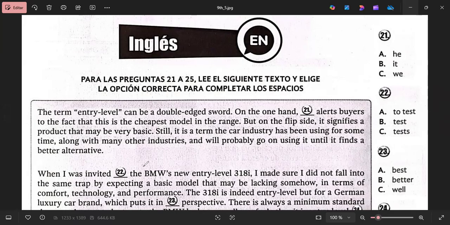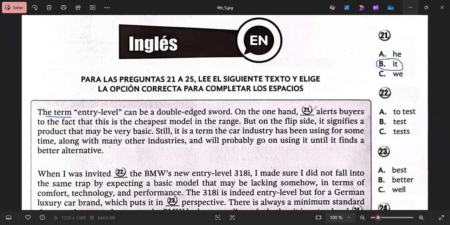Okay. The term entry level can be a double-edged sword. On the one hand, so we got the first question. We have he, it, or we. Since we're talking about a term, right? Over here, I suggest the option B.